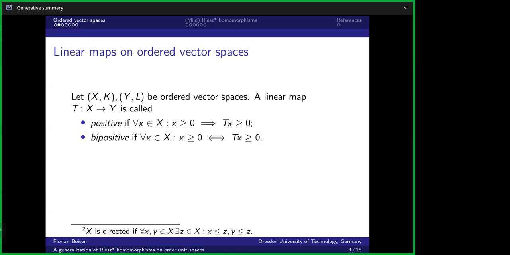We of course also have structure-preserving maps or linear maps on ordered vector spaces. The most important ones are the positive linear maps. So these are maps which map the cone back into the cone, or in other words, they map any positive element to a positive element. And if the converse is also true in some sense, meaning that if the image is positive, then your pre-image must also be positive, then we call this map bipositive.